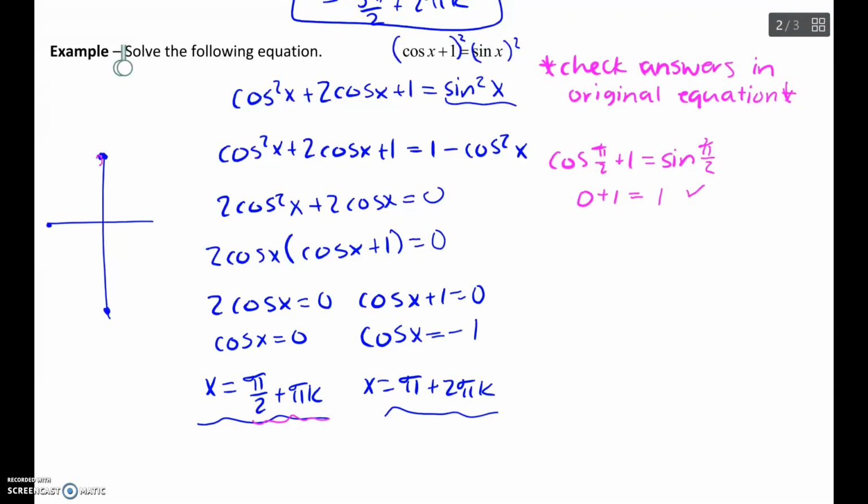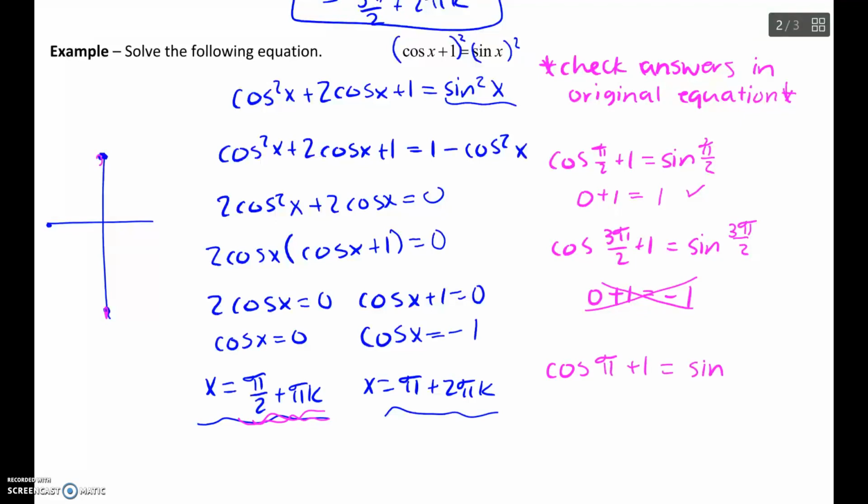So I'm saying it happens on the top and on the bottom. So cosine of 3 pi over 2 plus 1 equals sine of 3 pi over 2. So the cosine of 3 pi over 2 is 0, 0 plus 1 equals negative 1. That doesn't work, right? So we need to fix this one. And then let's try the last one. Cosine of pi plus 1 equals sine of pi. So cosine of pi is negative 1 plus 1 equals sine of pi, which is 0.